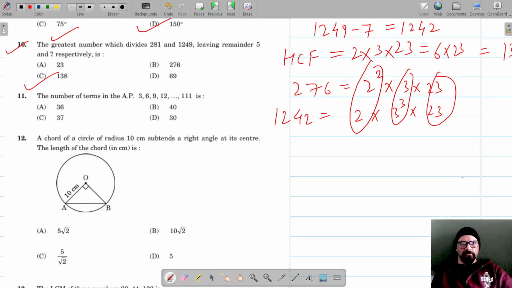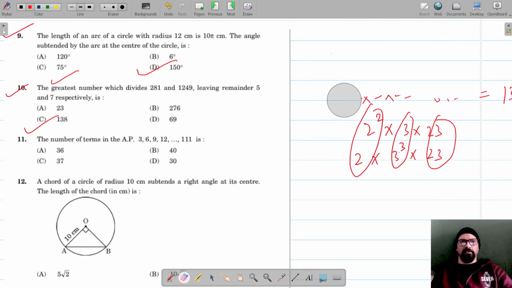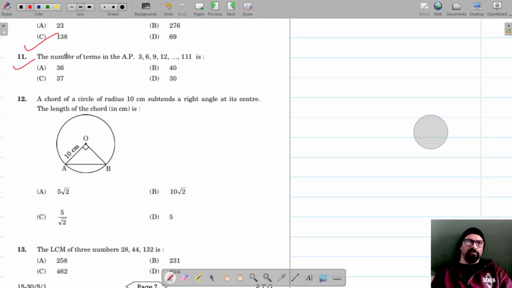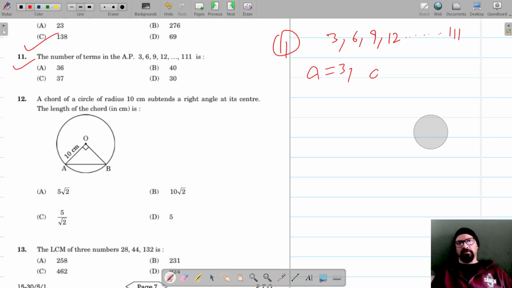Okay, moving on to the next question. The number of terms in the AP. So we have to find the number of terms in the AP, and this is question number 11. The given AP is 3, 6, 9, 12, up to 111, and A is equal to 3. The difference is 6 minus 3 is equal to 3.